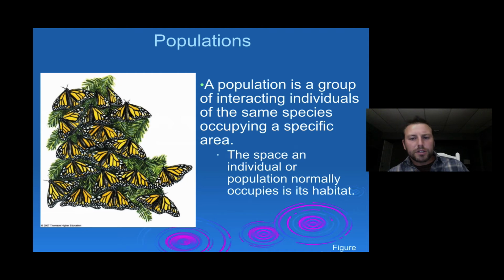So a population is nothing more than those individuals of the same species in a specific area, and that's really it. Just like this picture showing these butterflies within this tree. We're just looking at a population of insects here, particularly butterflies.